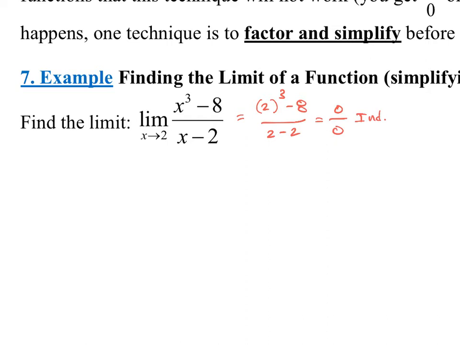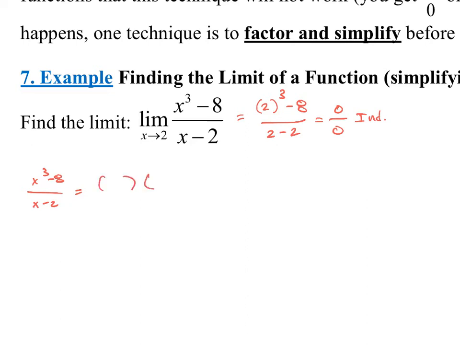So what do we need to do? Well, because it's a fraction, maybe we should try factoring and simplifying. This does require some algebra. So I'm not going to write the limit. I'm going to do some side algebra over here. I'm going to look at x cubed minus 8 all over x minus 2. If you remember, and you should remember, what's the formula for factoring a difference of cubes? Because x cubed minus 8, 8 is 2 cubed and x is cubed. So this is a difference of cubes.